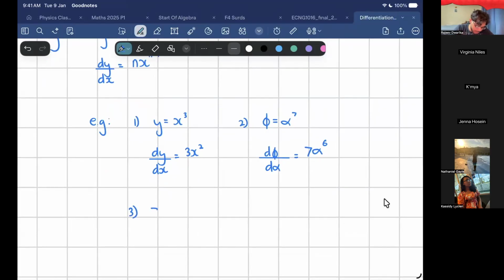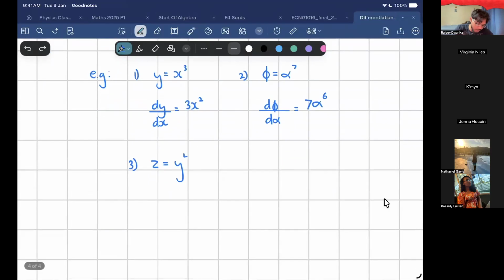Let me just say we had z is equal to y to the power 4. Actually, you know what? Let me just say we had y to the power a half. What to do here, Nathaniel?